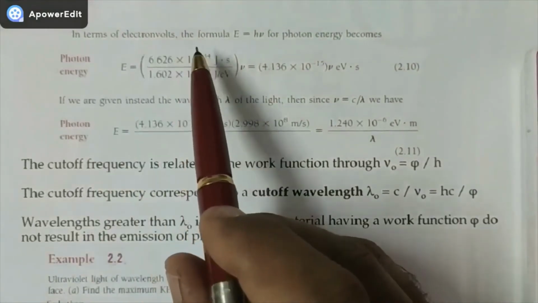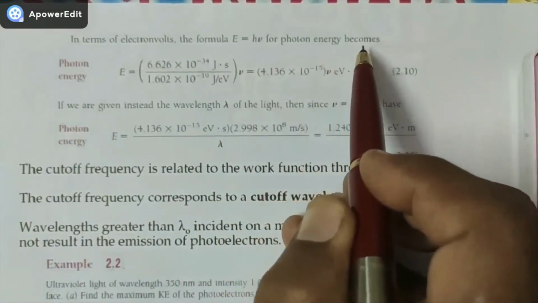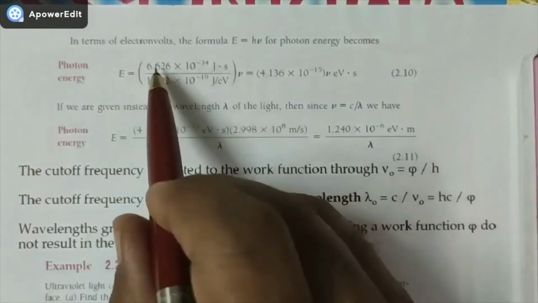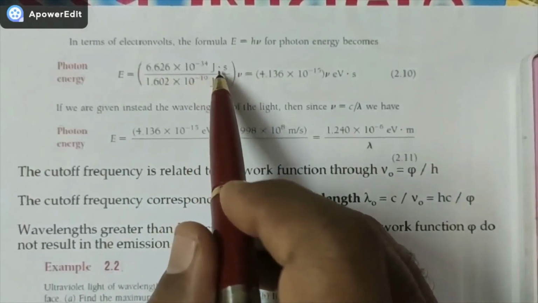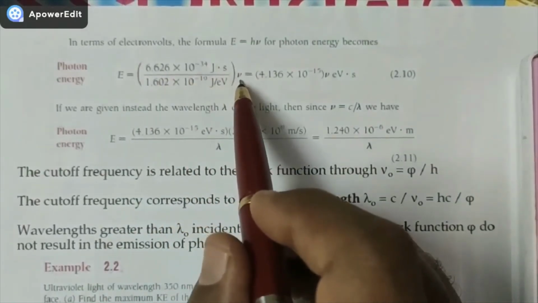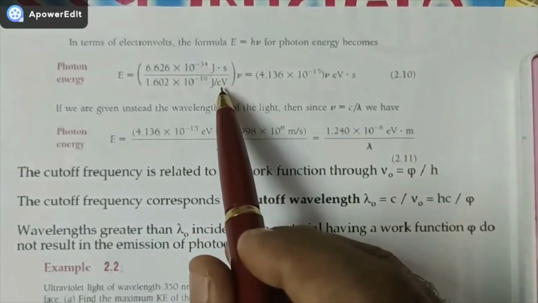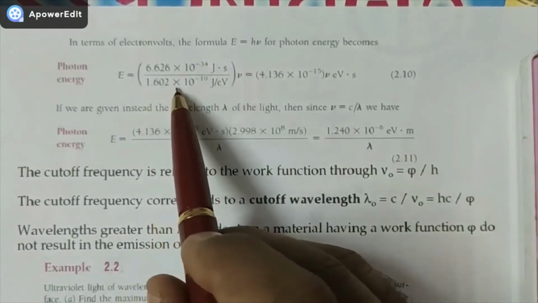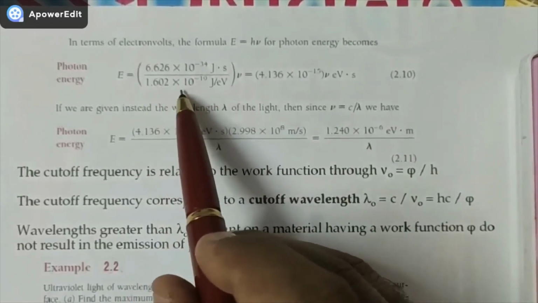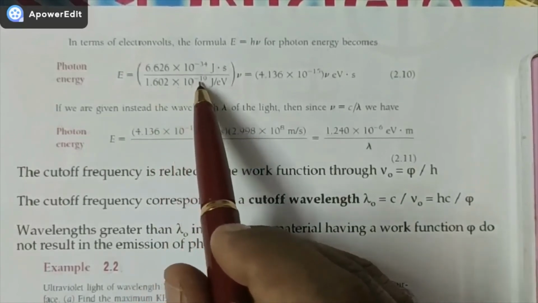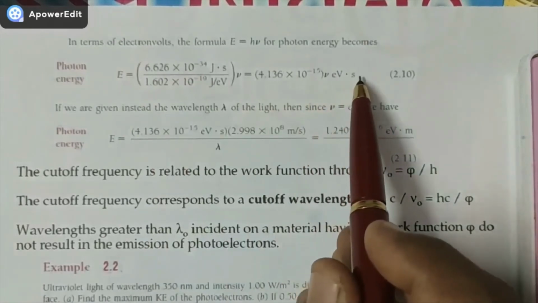Now we know there is one simple arithmetic in terms of electron volt. Because the photon has energy E equal to h nu, I can write E equal to h, the Planck constant 6.623 into 10 to the minus 34 joule second, into nu. If I have to change this joule second into electron volt seconds, I have to divide it by 1.602 into 10 to the minus 19, because 1 electron volt is 1.602 into 10 to the minus 19 joule. If I divide this, you'll get the value in electron volt seconds.